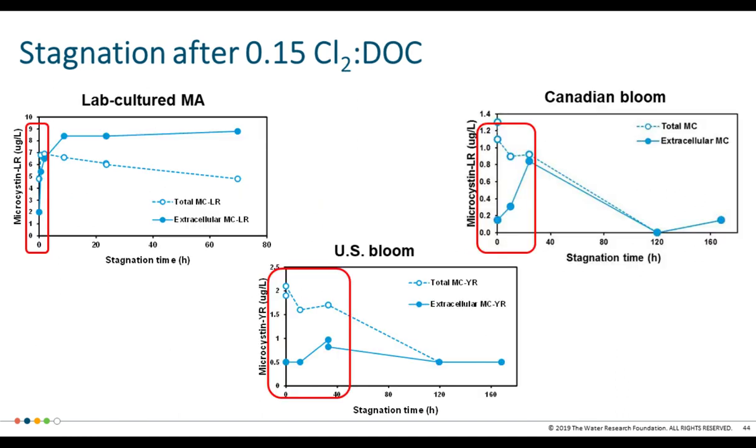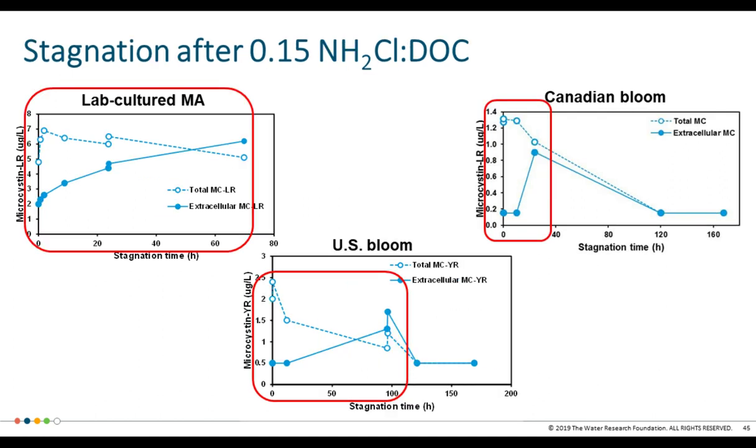When we're looking at chlorine and DOC of 0.15, we can see that we did see release occur in each of the blooms and the lab cultured. And so when it came to chlorine, we saw that release very quickly in the lab cultured. As we know, those are the weak cells. So we saw that release within 2 hours. In the US bloom, it was more on par with 35 hours, and in the Canadian bloom, that release within 24 hours. So we did see delayed release that you wouldn't necessarily capture just looking at the 20-minute exposure time.